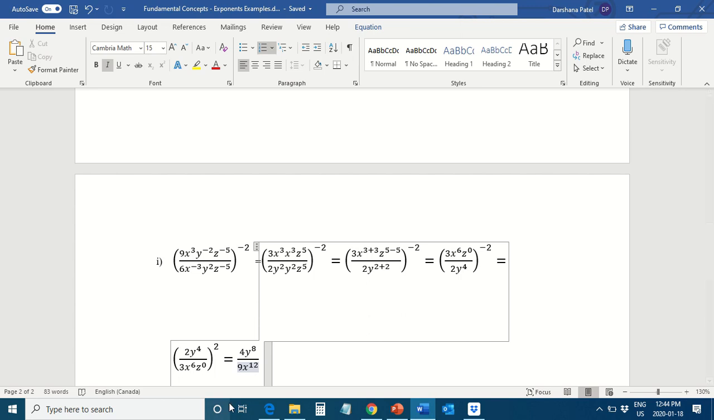This is not the only way to do it. You might use different exponent rules at different times than I did and still end up with the same result as long as you don't make a mistake.